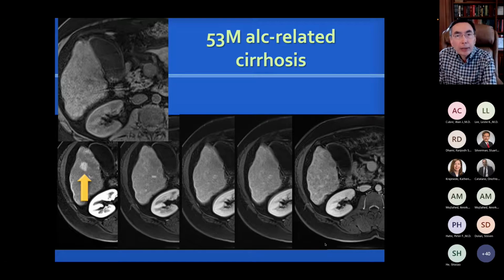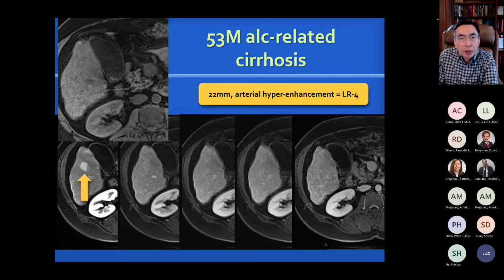So another case, an alcoholic with cirrhosis, and you can see on pre-contrast, it's really hard to see the lesion. Maybe it's subtly T1 hypointense. It certainly has arterial phase hyperenhancement. It does not show washout or capsule appearance. This is clearly a cirrhotic liver. So we have a lesion that's large enough. It's 2.2 centimeters. It has arterial phase hyperenhancement. So this would at least be an LR4.